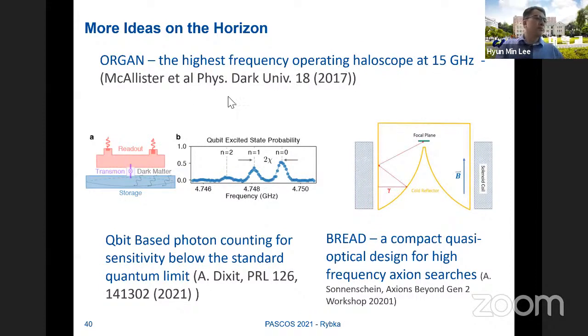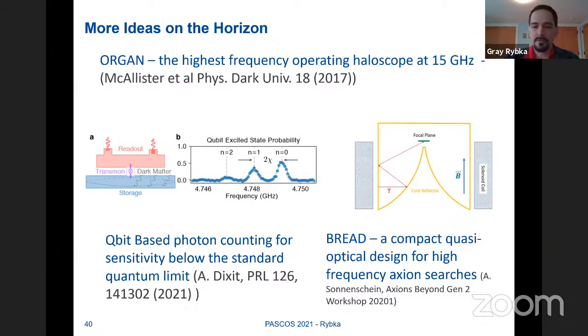Right. So, other ideas on the horizon out there to look at. There are very high frequency haloscopes such as ORGAN in Australia. There's also the idea of moving beyond the standard quantum limit with linear amplifiers and into actual single photon detection. And there's a very interesting paper by Akash Dixit talking about using actual qubits and determining what state your qubit is in. That tells you whether or not an axion converted to a photon. That's exciting because it kind of drops the floor out of, it basically redefines what noise is for your signal.